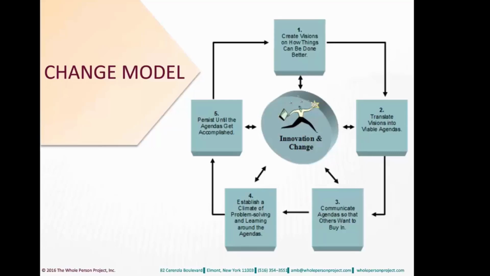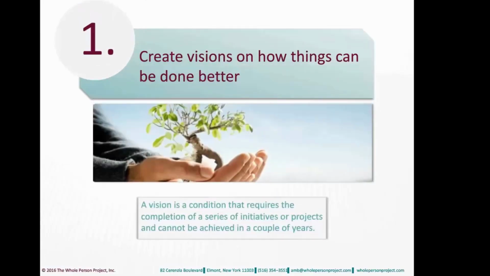Frankly, sustained successful change does not occur by accident. It follows a process. So if you've ever tried to make something happen or get something adopted and it's not gone so well, it's probably because one of these steps was either skipped or maybe was not done as completely as possible. So we're going to take a look at each step, beginning with the first step, which is creating a vision of how things could be done better.